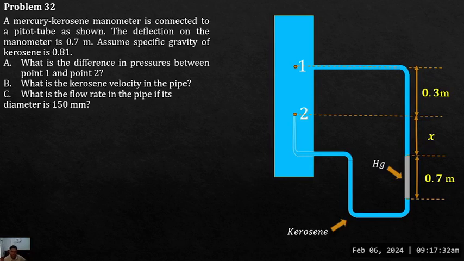Tapos, kagaya nito sa example natin, problem 32, yung point 2, siya yung may patulis. So, siya yung magiging 0 yung velocity. So, ibig sabihin, if maghahanap tayo ng velocity ng pipe 1, gagamitan lang natin ng Bernoulli energy equation.